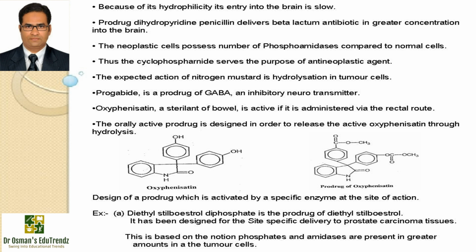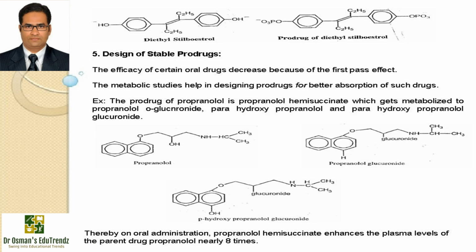Example, diethylstilbestrol diphosphate. It is a prodrug of diethylstilbestrol. It has been designed for its site specific delivery to prostate carcinoma tissues. This is based on the notion that phosphatases and amidases are present in greater amounts in the tumor cells.